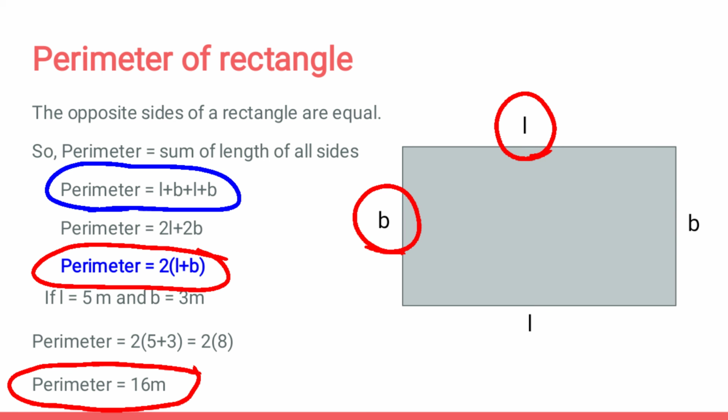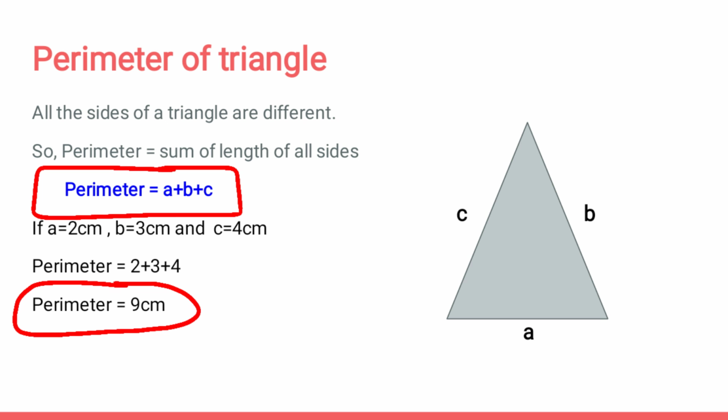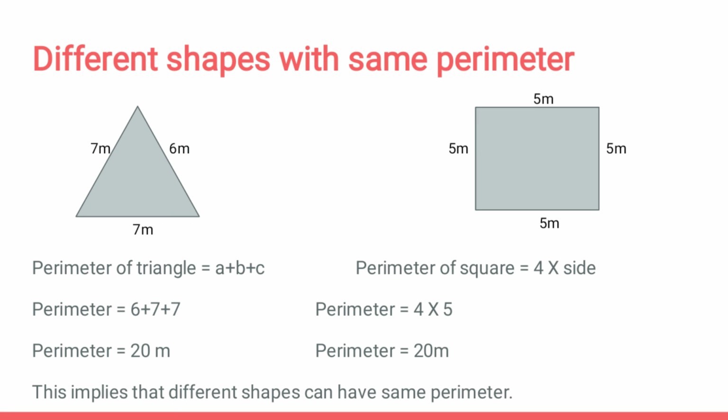Why did I say this? Because in the rectangle the length and the breadth are given in meters, and in the triangle the dimensions are given in centimeters. So the unit of perimeter is the same as the unit of lengths or sides or dimensions given to us. So the unit for perimeter will remain the same as the units of the sides given.